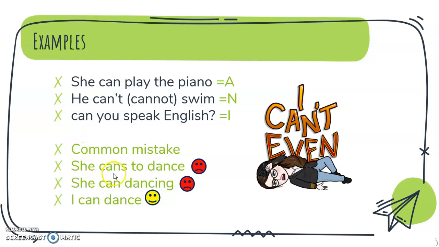Common mistakes. Applying the S, the simple present rule, to can. That's not good. Adding ing to the main verb. That's also a wrong sentence. You should say, I can dance.